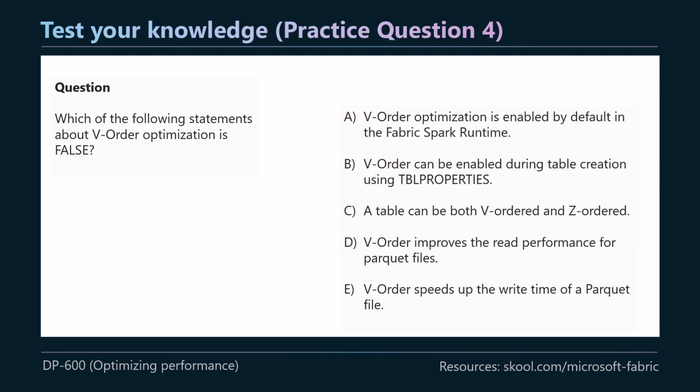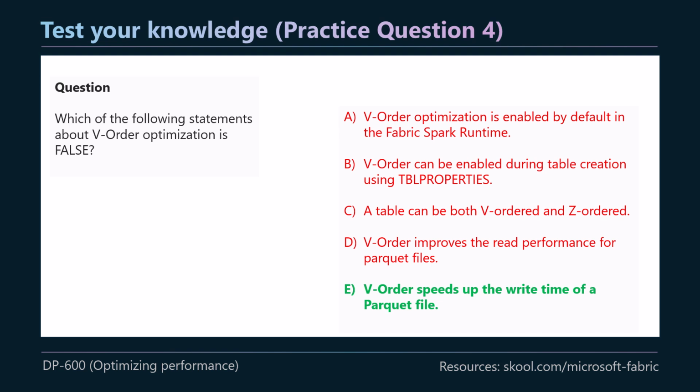Question 4. Which of the following statements about V-order optimization is false? A. V-order optimization is enabled by default in the Fabric Spark runtime. B. V-order can be enabled during table creation using table properties. C. A table can be both V-ordered and Z-ordered. D. V-order improves the read performance for Parquet files. E. V-order speeds up the write time of a Parquet file. So the correct answer here is E.